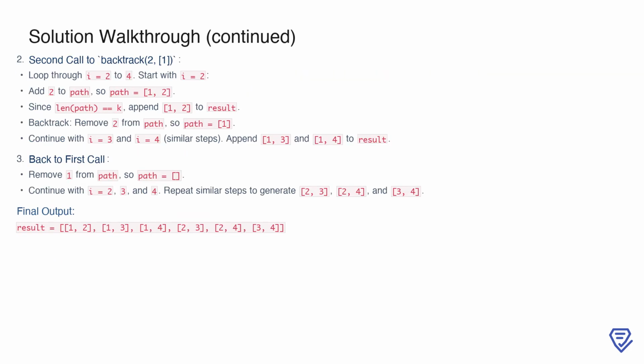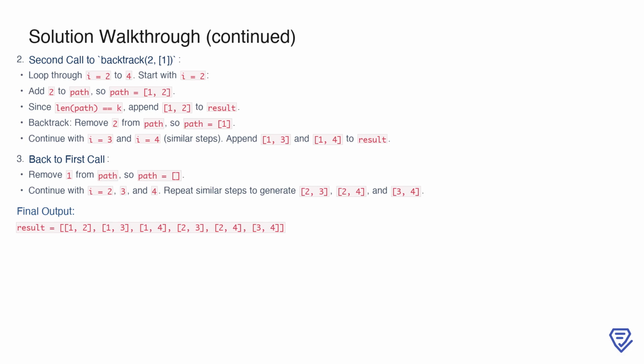In the second call, backtrack(2, [1]), we loop through numbers from 2 to 4. Starting with i equals 2, we add 2 to the path, forming [1, 2]. Since the length of path is now equal to k, we append [1, 2] to the result. After this, we backtrack by removing 2 from path, reverting it to [1]. We then continue the loop with i equals 3 and i equals 4, following the same steps to generate [1, 3] and [1, 4], appending each to the result.